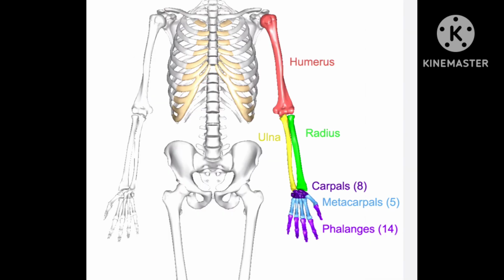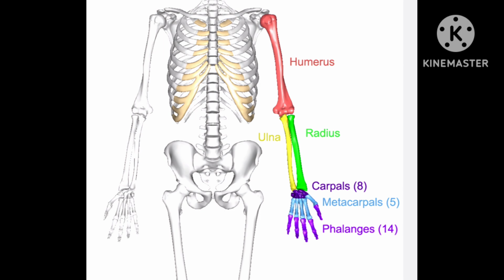Now let us move to the bones in the upper extremity. In the upper extremity, after the shoulder, we have the bone called the humerus, which is a long bone present in the upper arm region. The upper end of the humerus makes up the shoulder joint. The lower end of the humerus makes up the elbow joint. So we can say the proximal end of the humerus forms the shoulder joint, and the distal end of the humerus forms the elbow joint.